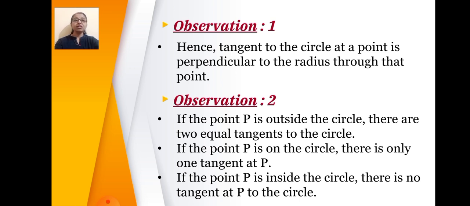Second observation, if the point P is on the circle, there is only one tangent at point P. And if the point P is inside the circle, there is no tangent at P to the circle. So these are the observations which you can verify very easily.